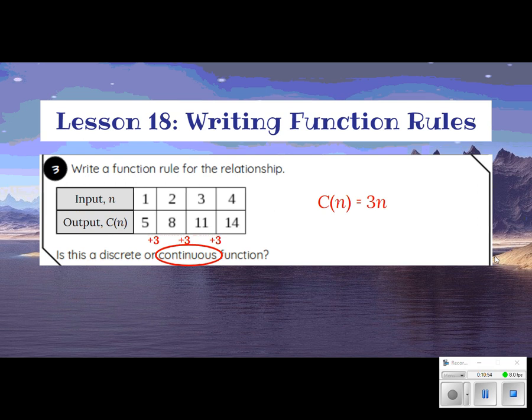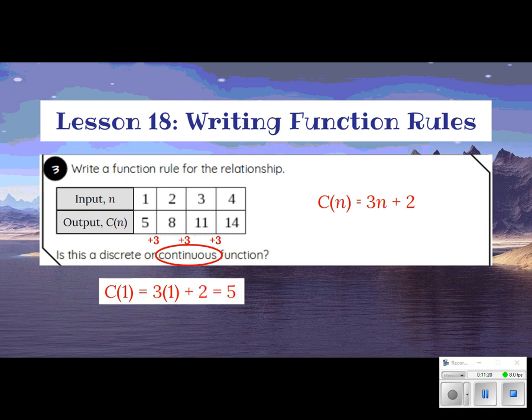So, let's check. Let's plug in 1. So 3 times 1 is 3. That's not what I got in my table. Okay, so to go from 3 to 5, I would need to add 2. So what I'm going to do is experiment with this. I'm going to add 2 in my equation, and I'm going to check to see if it works. And then it has to work with all of them. If it doesn't work with all of them, then I've got to go back and rethink things.